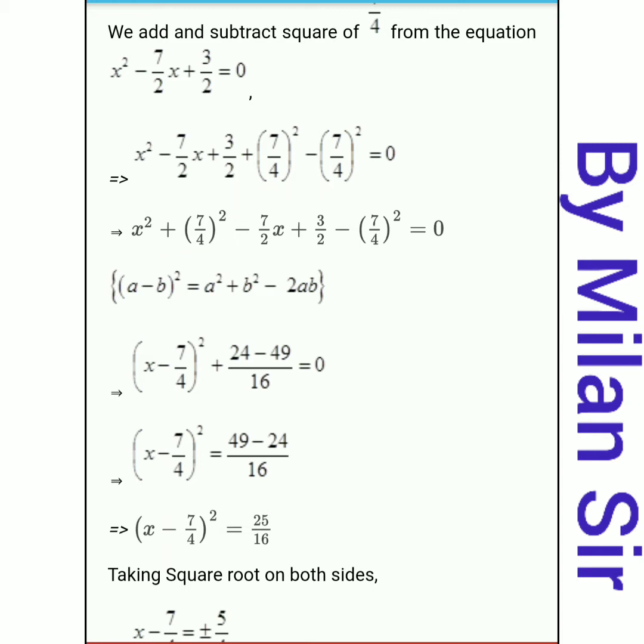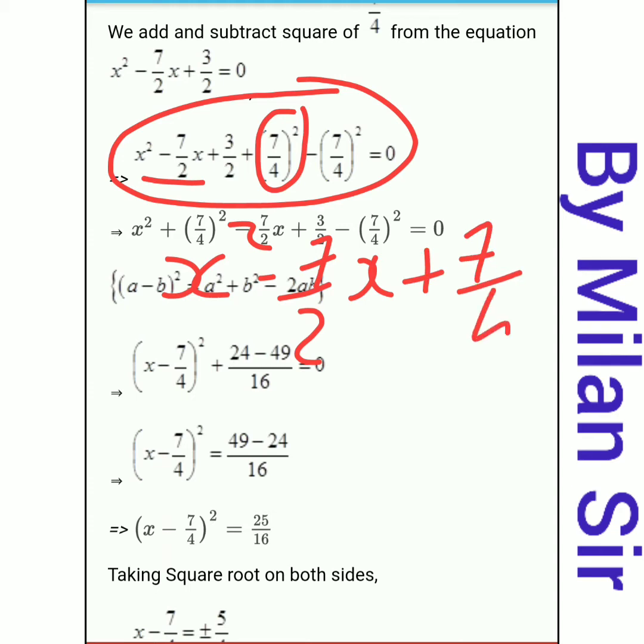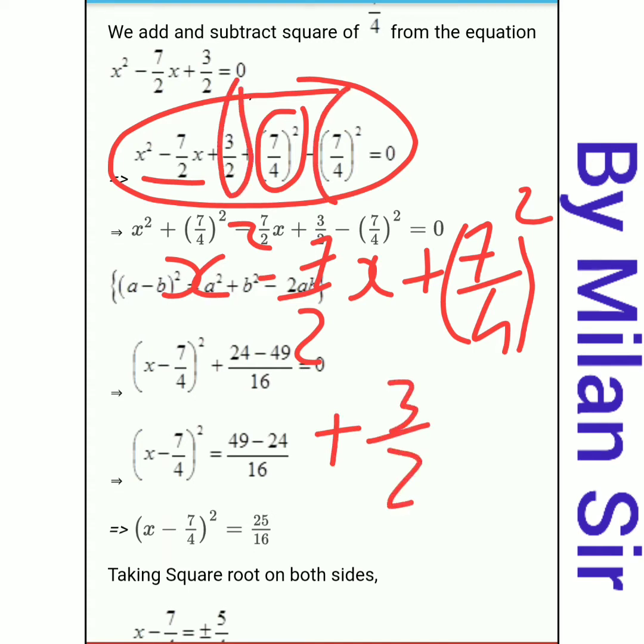That means after this step, what we actually need to write is x square minus, the middle term remains as it is, minus 7 by 2x. This is our last term, plus (7 by 4) all square. After that, what is remaining? This 3 by 2, and here minus (7 by 4) all square is equals to 0.